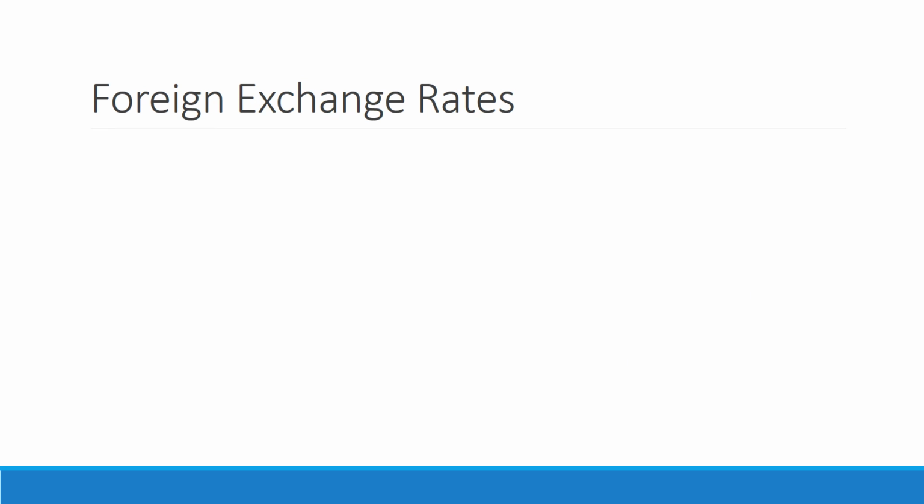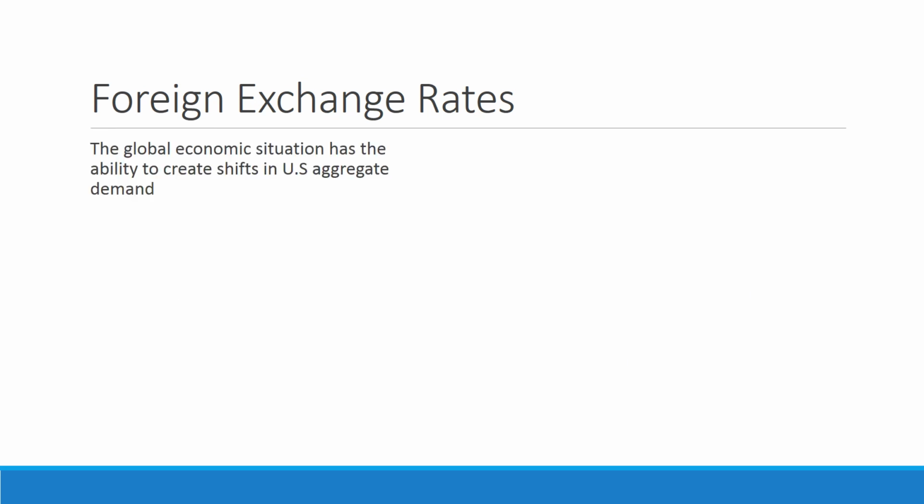Okay, so we said world economic situation. Our specific focus here is foreign exchange rates. The global economic situation has the ability to create shifts in U.S. aggregate demand. Well, how? The answer to that how is the foreign exchange rate, and it's the amount of foreign currency that you can buy with an American dollar.